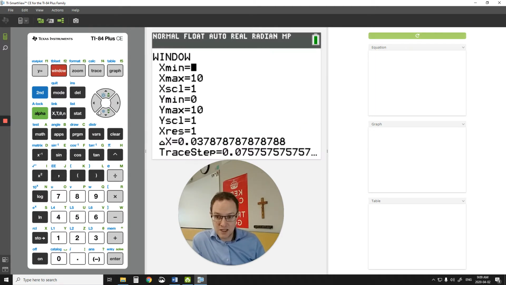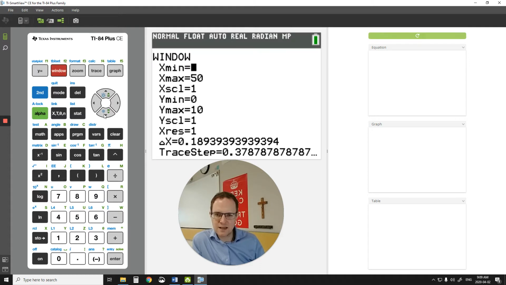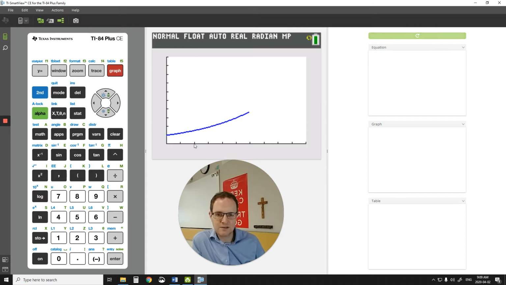So I'm just going to change my window, my X max here, to be a little bit more. Let's change it to about 50 and see what that looks like. That looks pretty good. Then I'm going to change my scale at the bottom here to be 5s instead. So it was 5, 10, 15, 20, 25, 30. This looks a little bit better on the bottom, pretty good.